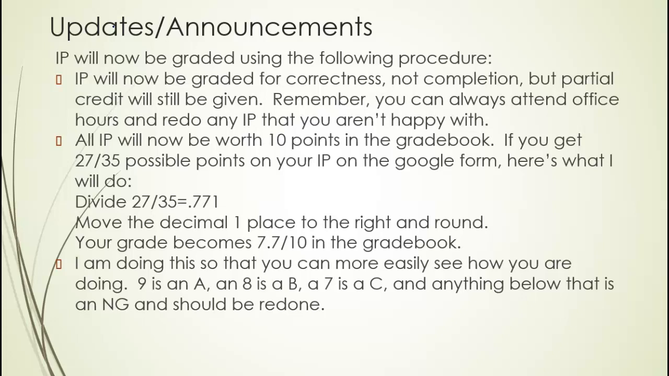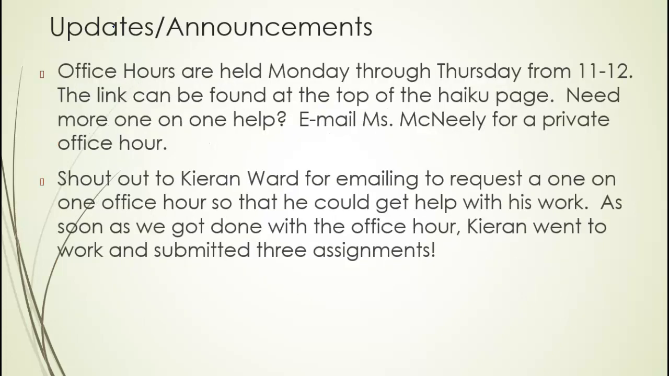I'm doing this so that you can more easily see how you're doing. If you get a 9 or above, that's an A, an 8 to an 8.9 is a B, a 7 to a 7.9 is a C, and anything else below that is an NG and should be redone.